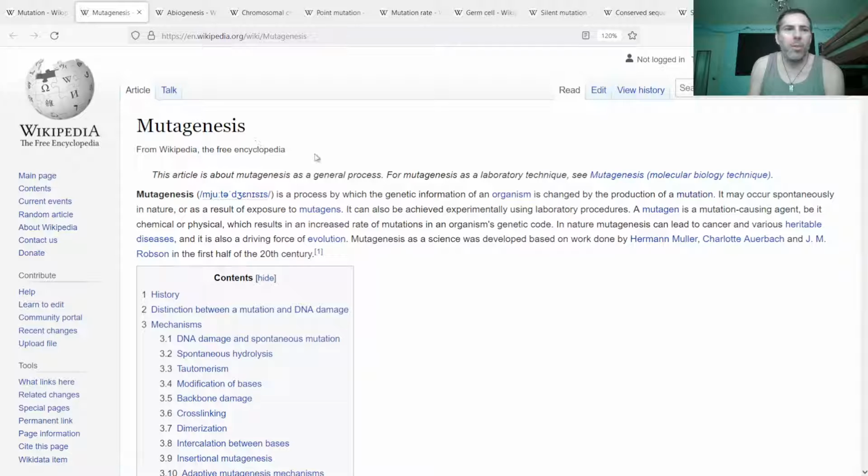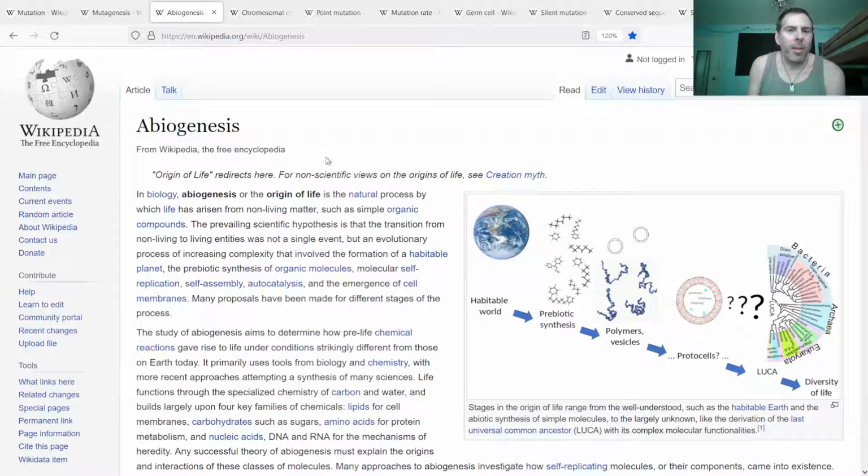So here's mutagenesis. It's just the same thing I just said. Genetic information changing from mutations. Originally, life was building nucleotide sequences from scratch. But at this point in the history of Earth, it's all modifications of existing sequences, duplication of information plus slight modification through mutations.